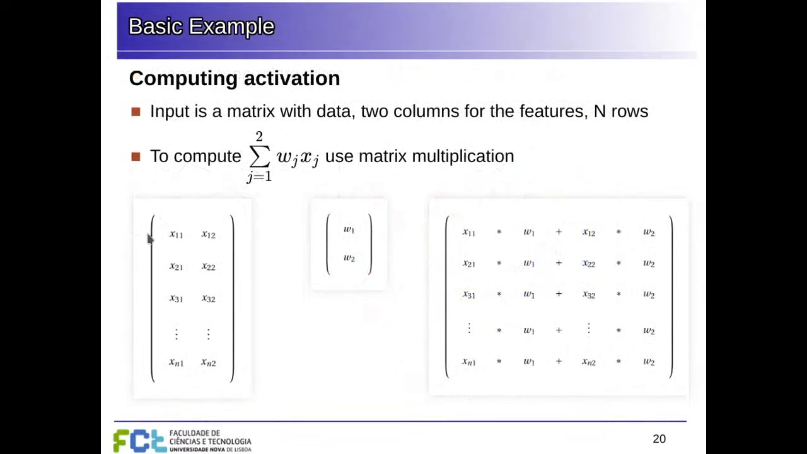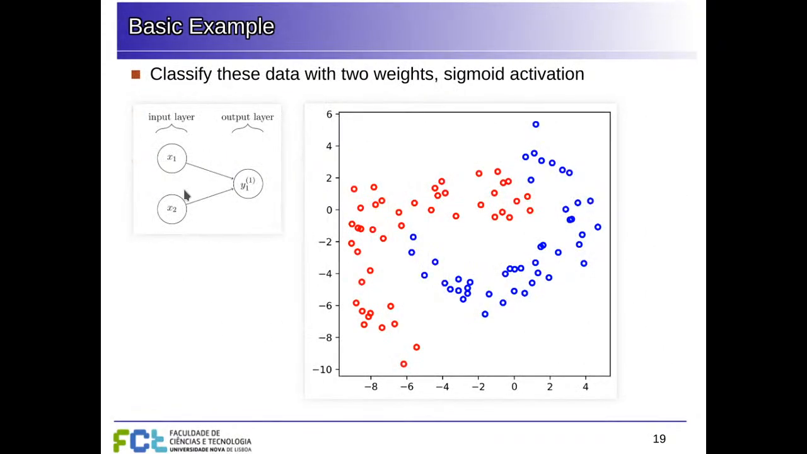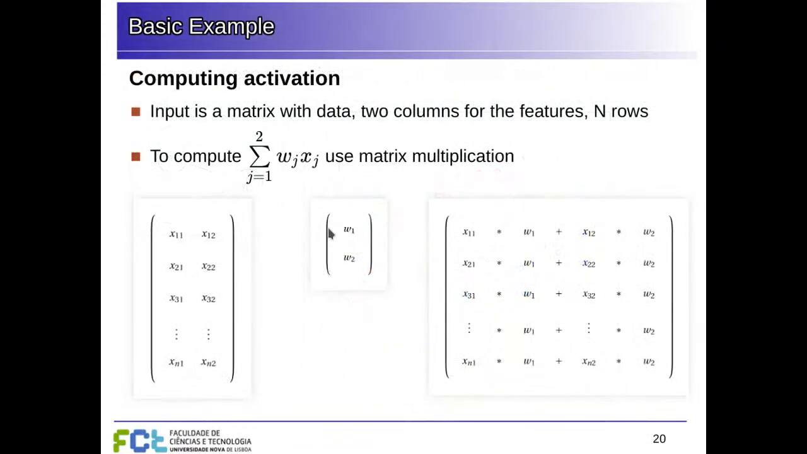And the two columns are the two coordinates. The first column is x1, the second column is x2. If we now store the weights of this simplified neuron here, the two weights corresponding to these arrows, in a column matrix, then we can use matrix multiplication to obtain the sum of the product of the weight and the corresponding input for all our examples.